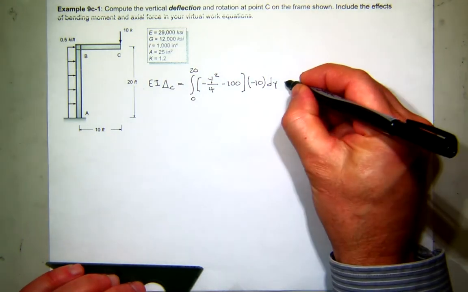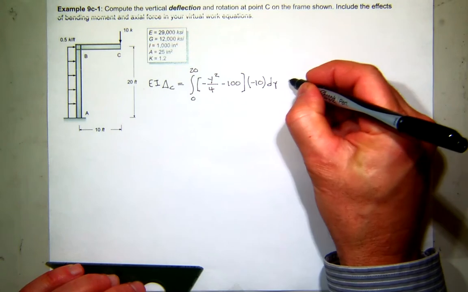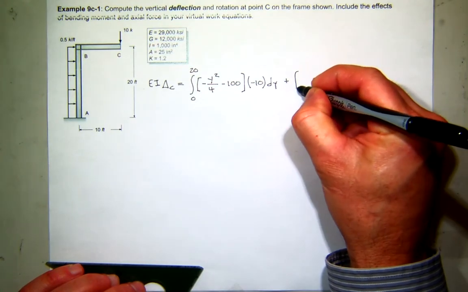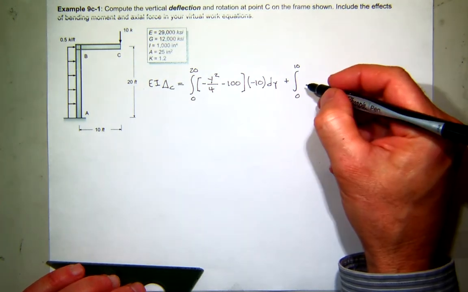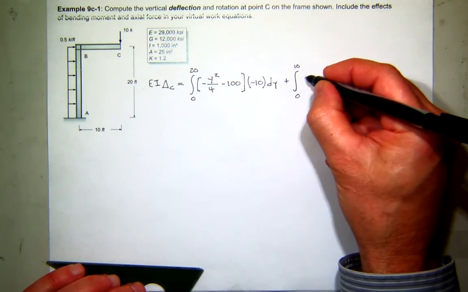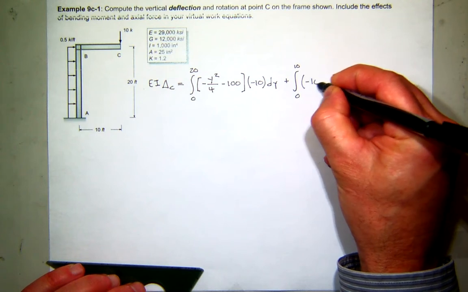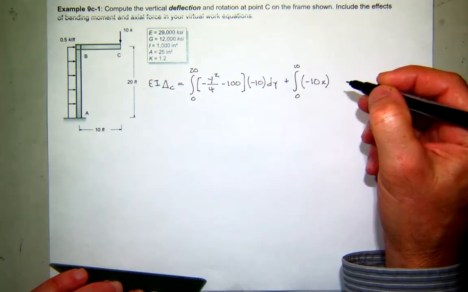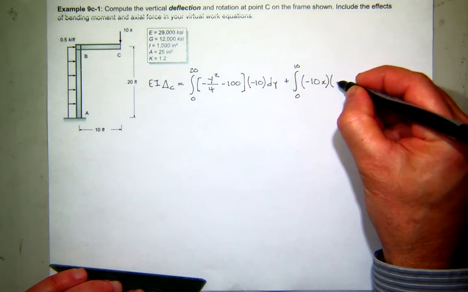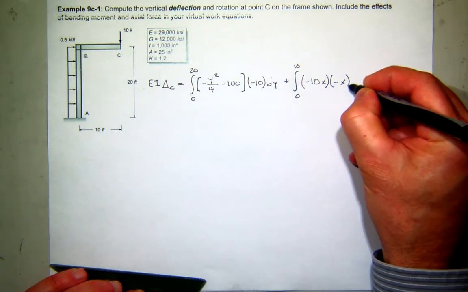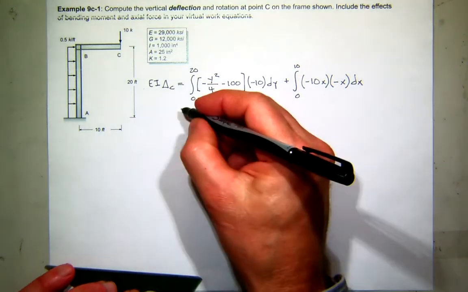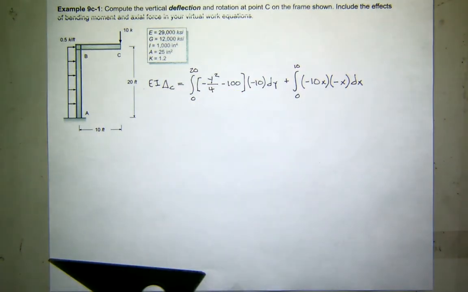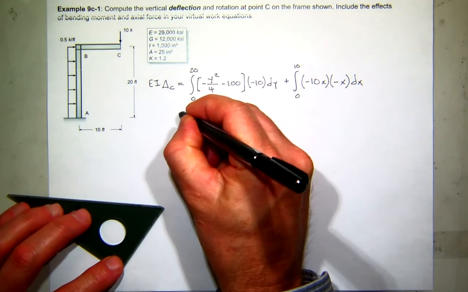And then the piece for the second section from B to C, the limits of that integral are 0 to 10. The real moment there is minus 10x, and the virtual moment is minus x, and you'll integrate that dx. I think we might be able to pull this off. These don't look too terribly challenging, so let's see what we can do.